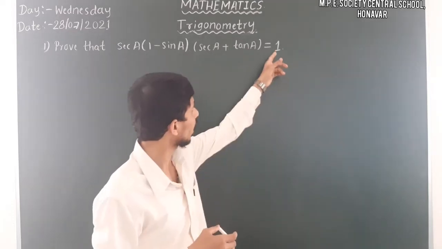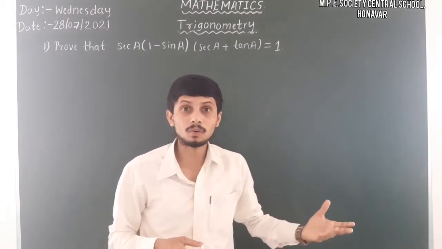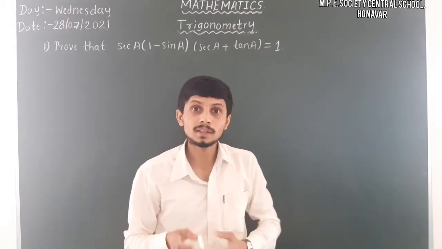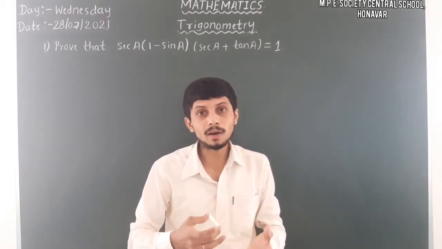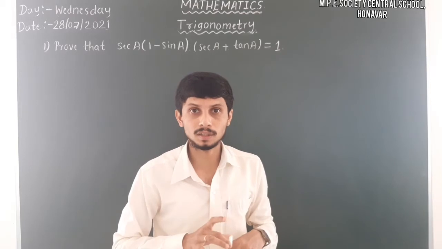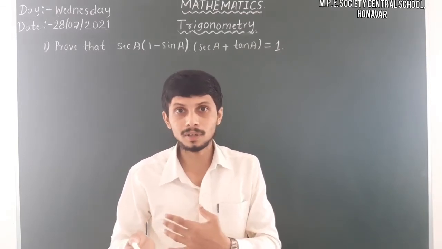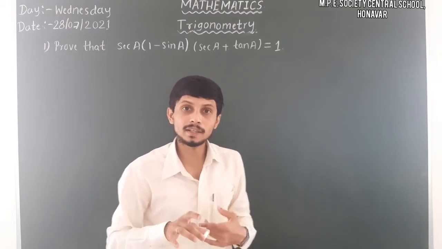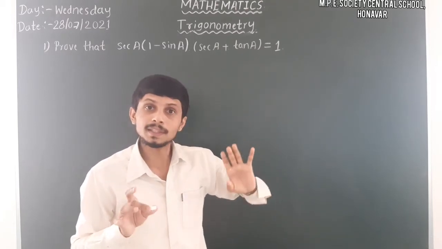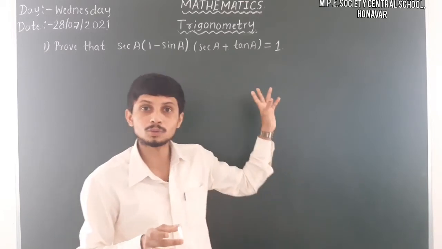So just observe, when you have cos square a plus sin square a, the answer will be 1. When you have secant square a minus tan square a, then it is 1. And when you have cosec square a minus cot square a, then also we get 1. So that means with the usage of trigonometric identities we have to solve this problem.